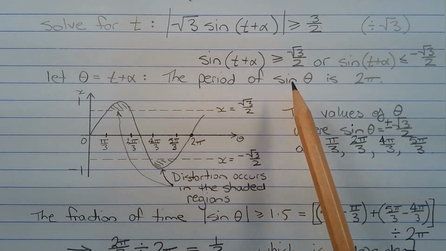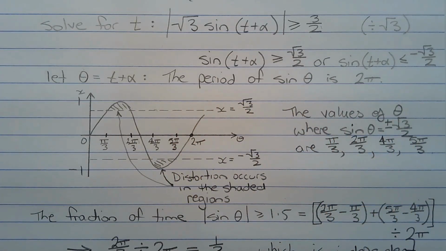The period of sine theta is 2 pi. Now the values of theta, where sine theta is equal to plus or minus root 3 over 2, are pi over 3, 2 pi over 3, 4 pi over 3, and 5 pi over 3. And we're interested in the fraction of time that the signal is in these two regions.